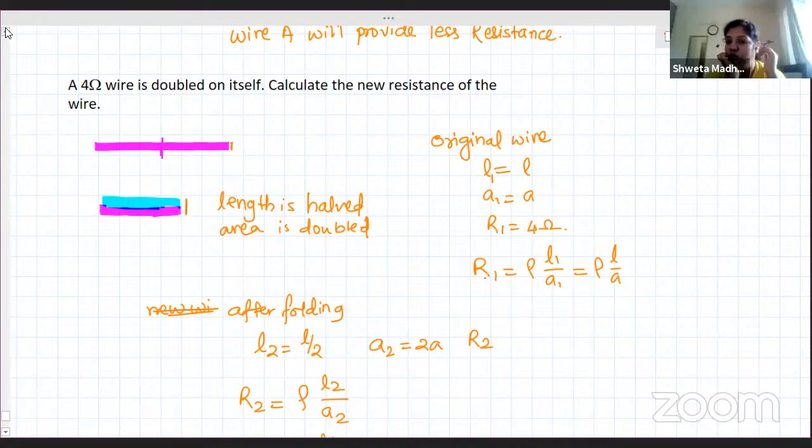So when the volume won't change, remember this. When there is no change in volume, then when the length changes, accordingly the area also changes.